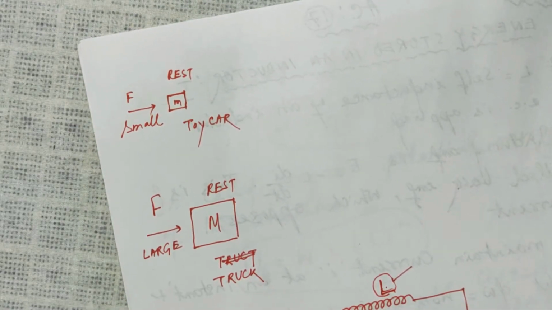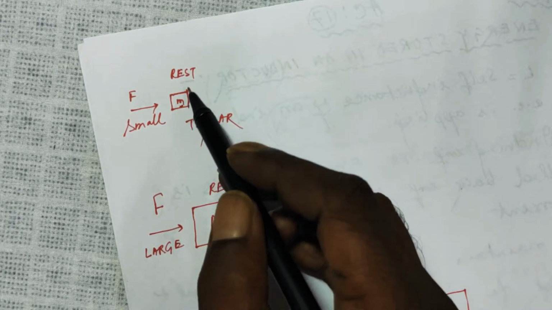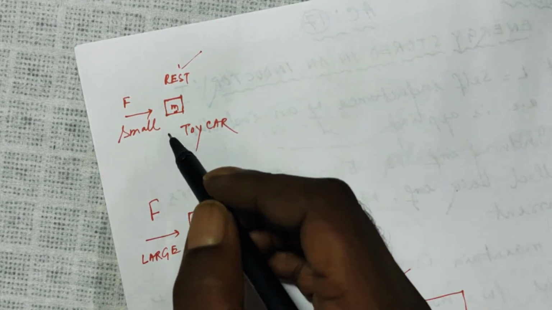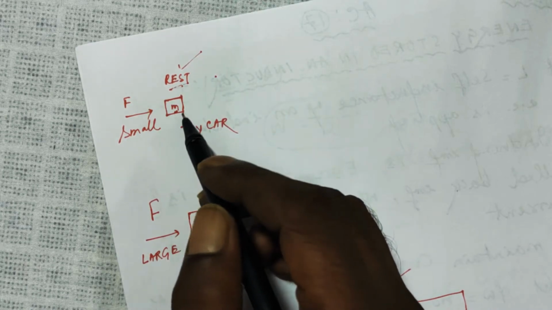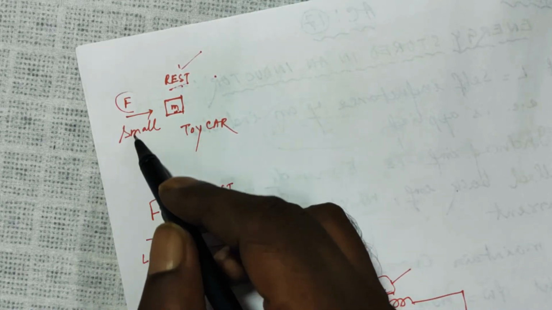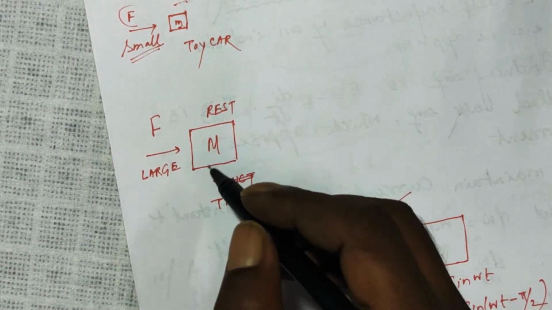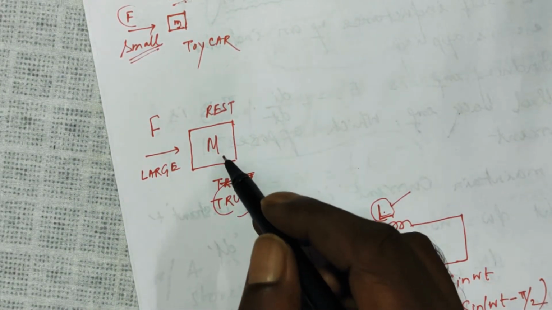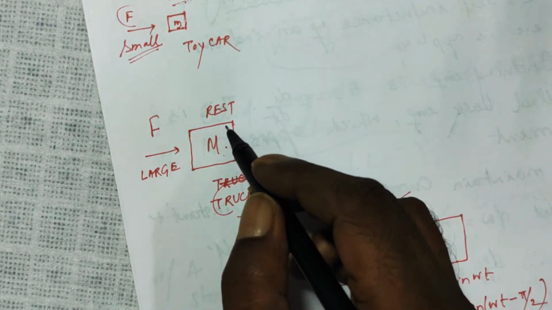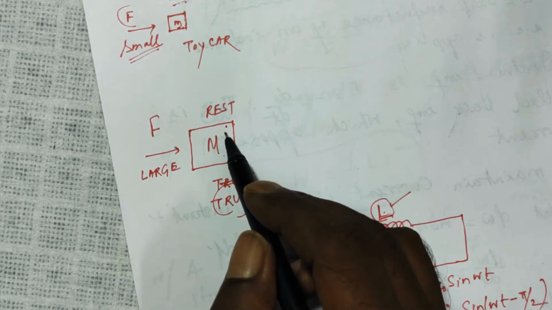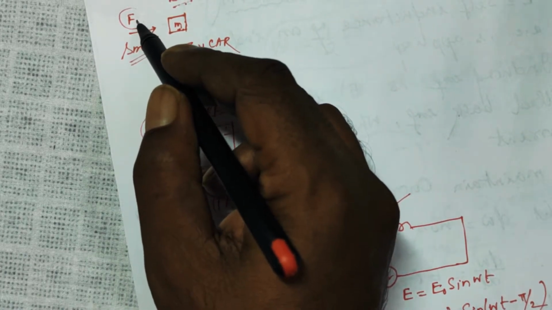Like in kinematics, suppose you have a toy car, small m, it is at rest. To change its state from rest to motion, because its mass is less, you require less force. Suppose there is a truck, a lorry, whose mass is much more than this. This is also at rest. Now to bring this into motion, you need a large force. This force is more than this.